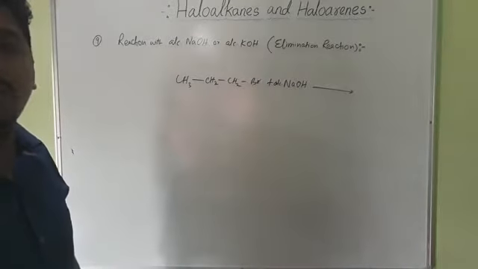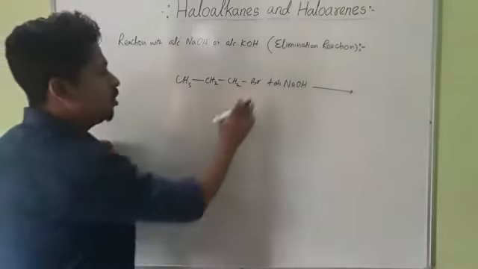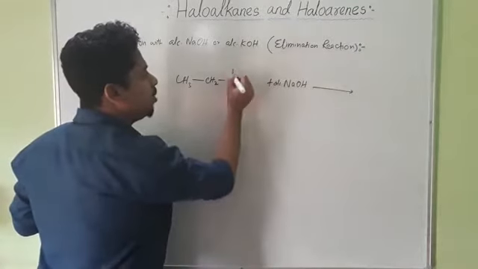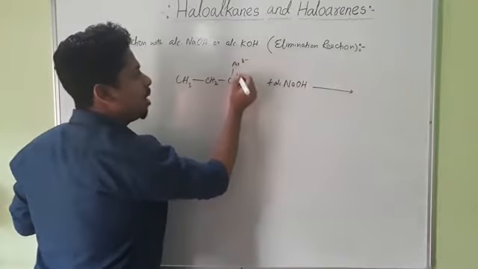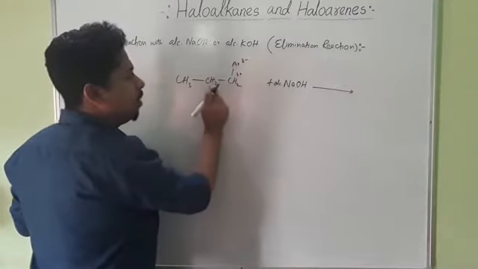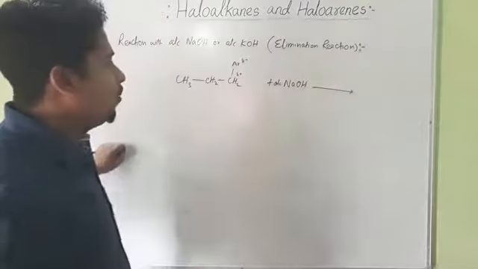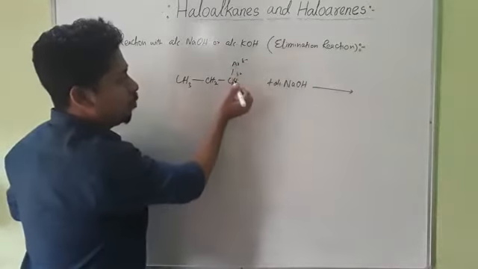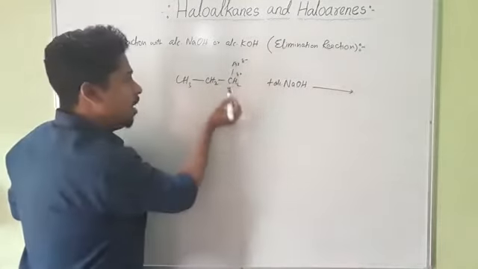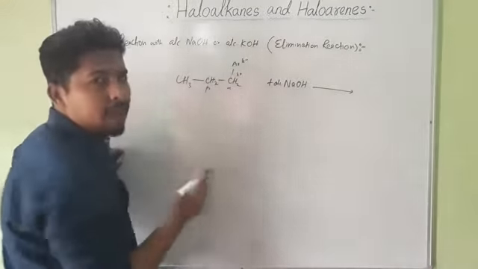Here also dehydrohalogenation takes place. Dehydrohalogenation means this bromine you can write here, this is delta minus, this is delta plus. Now one thing you see, the bromine group which is attached to this carbon, this carbon is called alpha carbon, the next carbon is called beta, the next one is called gamma, like that.